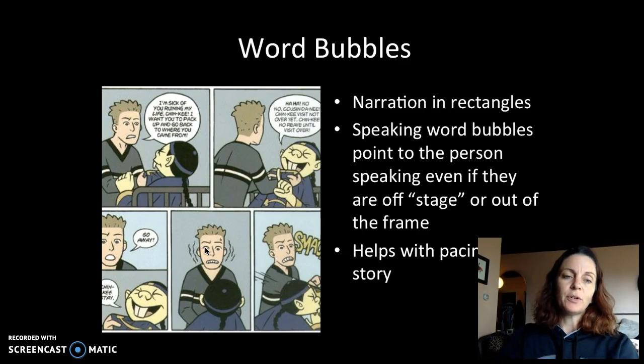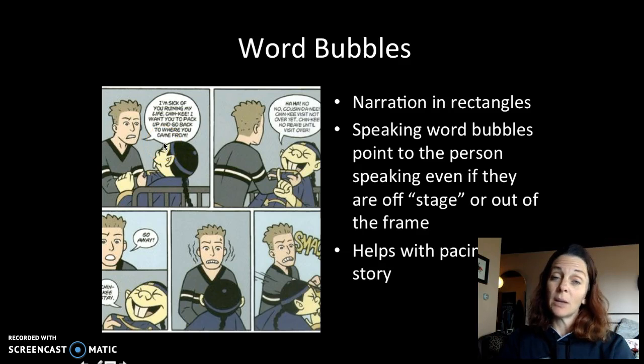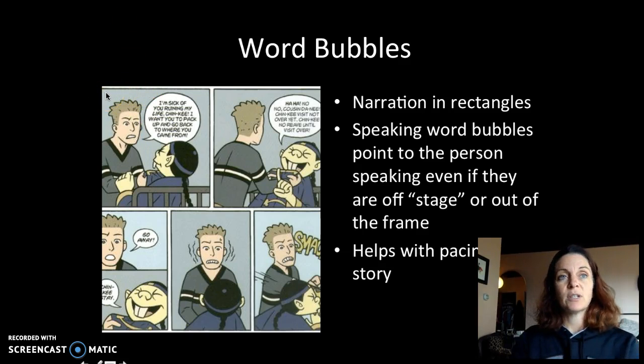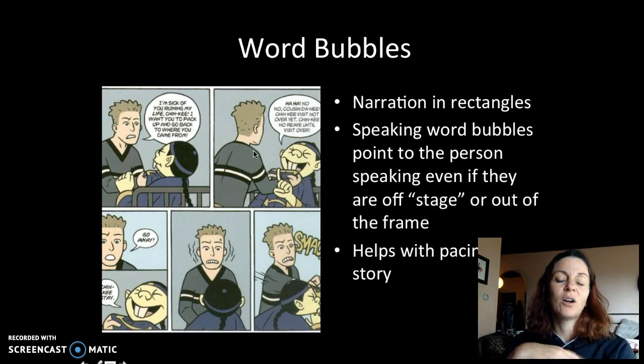Word bubbles: one of the normal aspects of word bubbles that you've probably noticed from comics is that it'll be a cloud-looking thing, and the word bubble will point to who's speaking. Sometimes that person is off the frame, out of the story, speaking from the other room. Other times there's a narrator, and you'll see a rectangular box at the top with narration about the scene. Word bubbles are important because that's our only dialogue and our only way of understanding what's being said in the story.